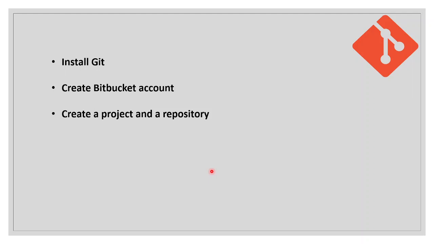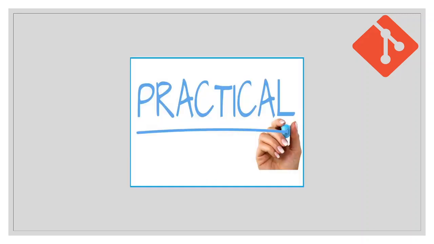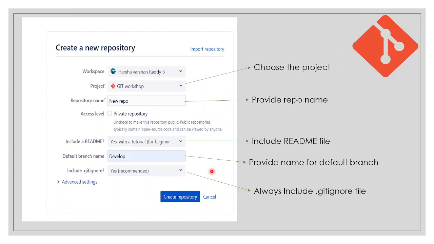Let's install Git in your local machine, create a Bitbucket account, have a project, and have a repository for it. Just create a repository the same way I showed here.